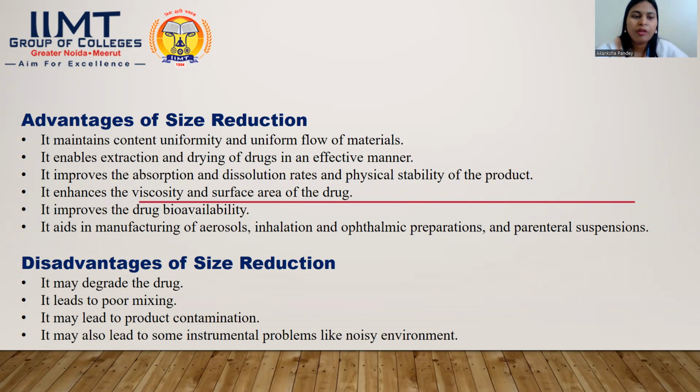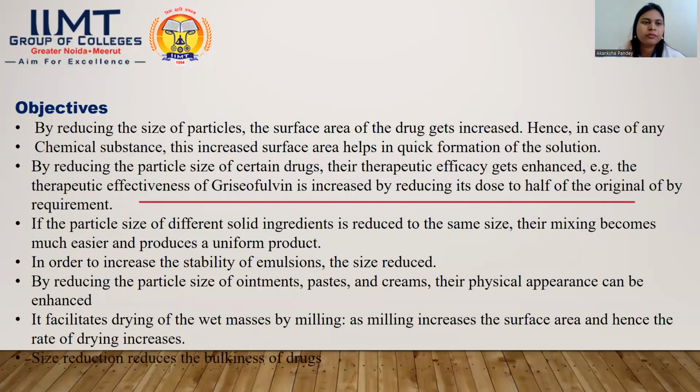Moving forward, for the disadvantages of the size reduction, it may degrade the drug quality. It leads to poor mixing. See, if we take the example that I have the API in very fine powder, but the additives are coarse, what happens? The mixing cannot be uniform, and it leads to poor mixing. So every component should be of uniform size. It may lead to product contamination. It may also lead to some instrumental problems like a noisy environment.